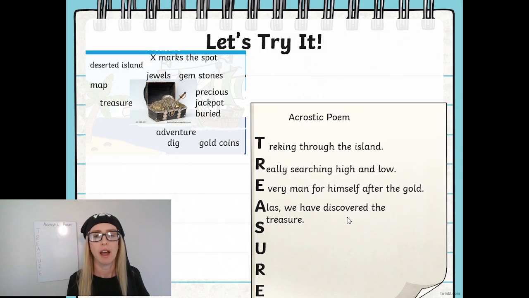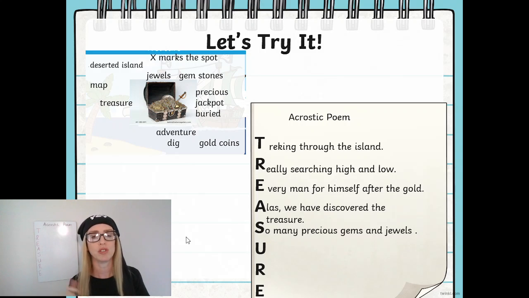Okay. Alas, we have discovered the treasure. And you can see I thought I didn't have enough room to write the word treasure on that line, so I've just written it below, and I've made sure I haven't written it too close to my next letter because treasure is not a word. I need to think of a new word starting with S to start my next sentence. And I've written so many precious gems and jewels. Okay.